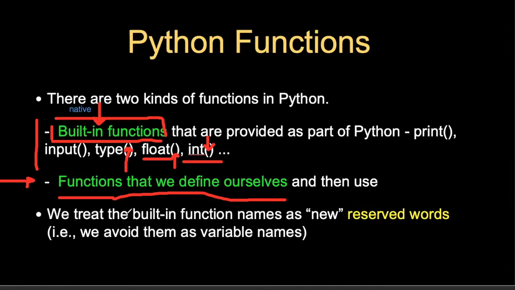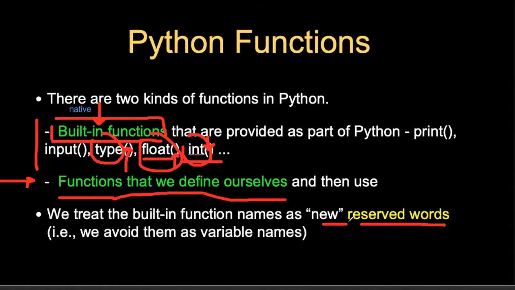Okay, so we treat the built-in functions' names as new reserved keywords. We avoid them as variable names. Yes, so just be careful. Every time you invoke, as in you try to call these built-in functions, you don't want to use the same thing as your variable name, right? That could be problematic. Because when you call a function, sometimes you don't have to send it parameters, and it looks like you're calling a variable name, which is not good.